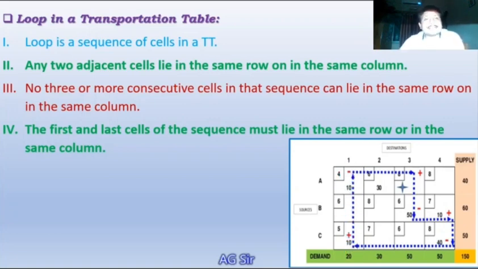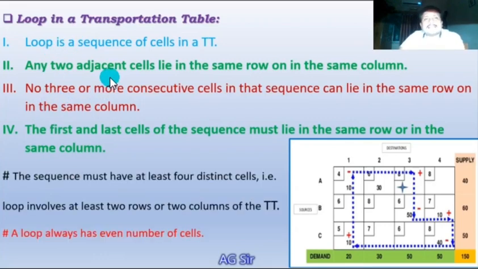Therefore, how many cells does it connect? It connects 6 cells. You observe that to form a loop that will satisfy these 4 criteria, you need at least 4 cells. That is, a loop involves at least 2 rows and at least 2 columns of the transportation table, and the total number of cells is always even.